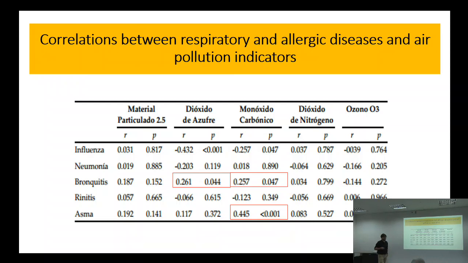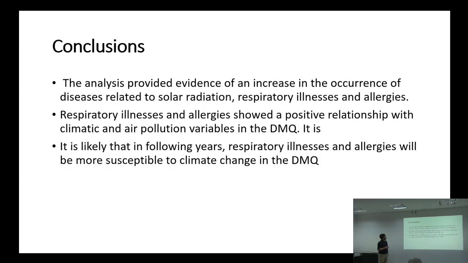So in general, what we found in this study is some evidence that some health indicators related with climate change have increased in the last 10 years. Respiratory diseases such as asthma were positively correlated with the pollution indicators. And it's probable that in the coming years, the number of people with diseases related with radiation will increase as well.